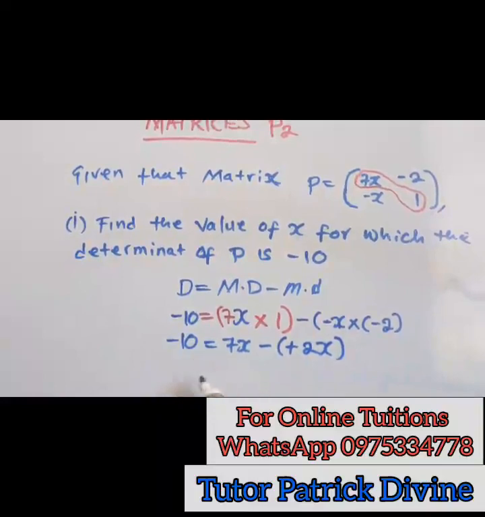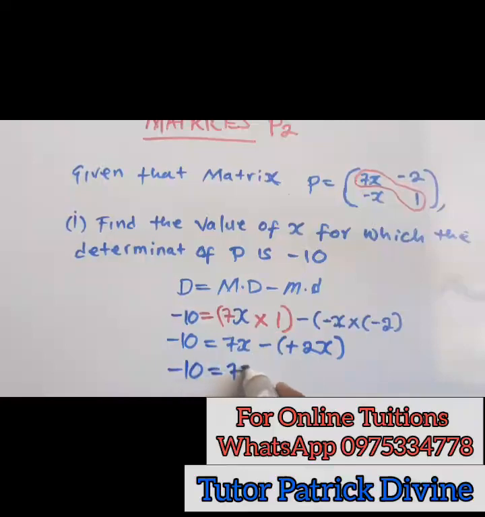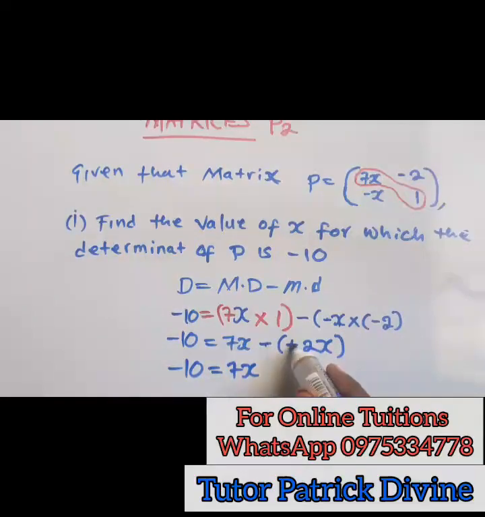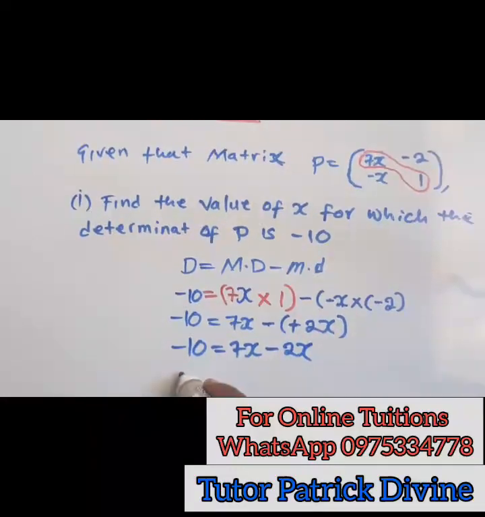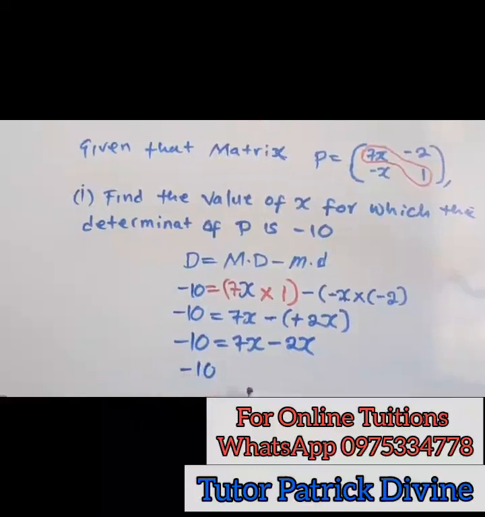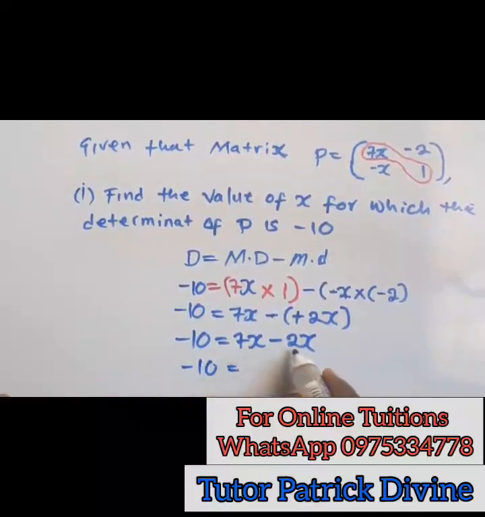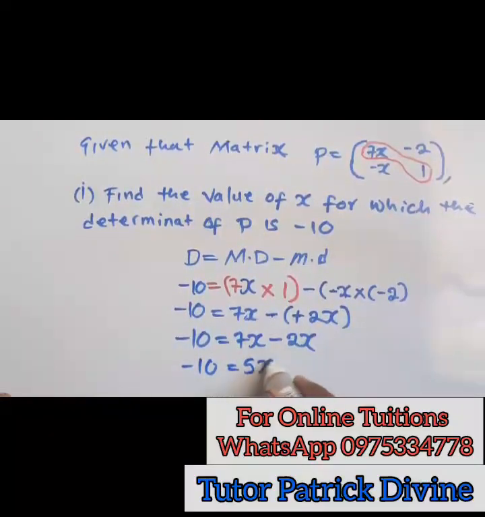So from there, negative 10 is equal to 7x, then you multiply the negative times what is inside the bracket. Negative times positive is negative 2x. You know that these are like terms, so you just say negative 10 is equal to 7x minus 2x. You're going to have 5x.